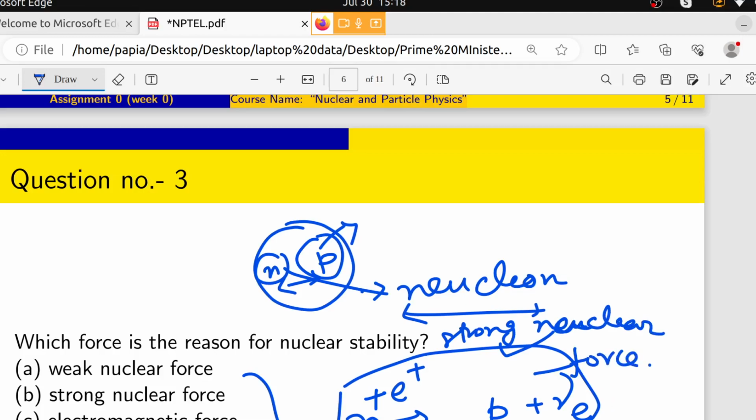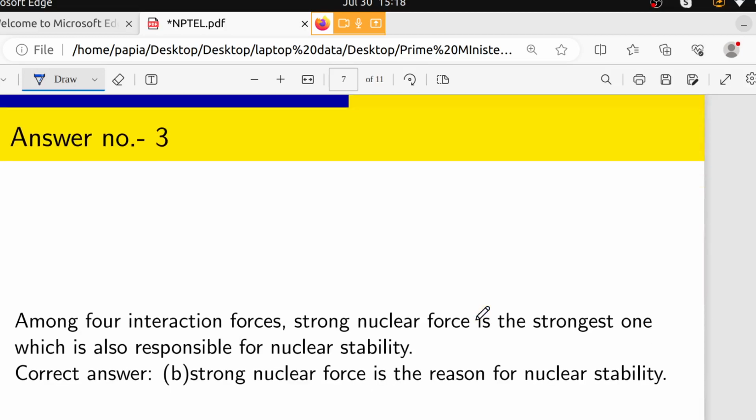So what is the question here? Which force is the reason for nuclear stability? The answer will be strong nuclear force. It's a very simple one, and I have explained that also. Among the four interaction forces, strong nuclear force is the strongest one, which is also responsible for nuclear stability. So the correct answer is that the strong nuclear force is the reason for nuclear stability.